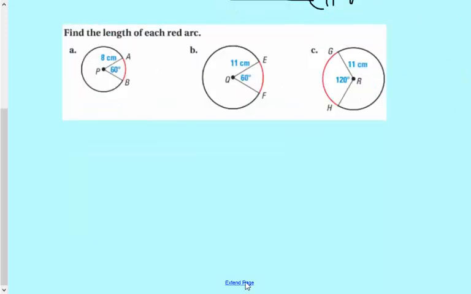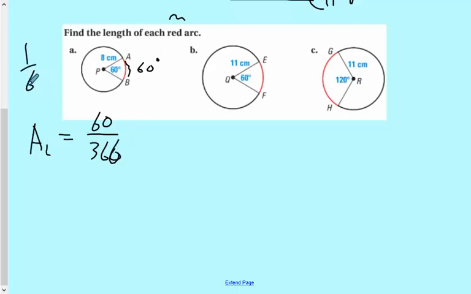So it says to find the length of the red arc. Okay. So here, the arc length, I'm going to say AL equals a percentage of the circumference. We have 60 degrees out of the 360 degrees, because this arc measure here is 60 degrees. The measure is 60 degrees, the length we're looking for. So this basically is 1/6 of the circumference.